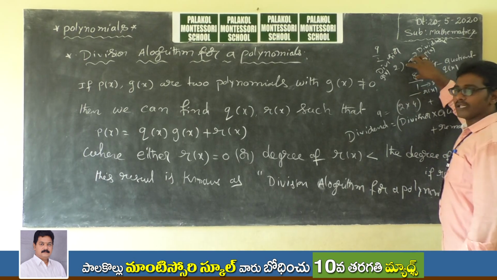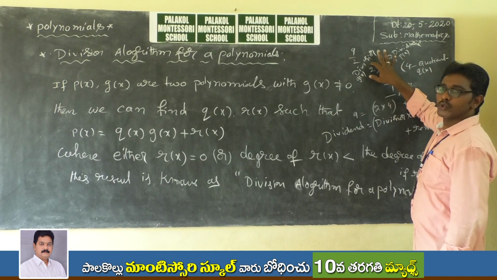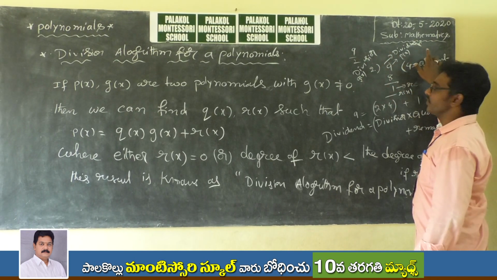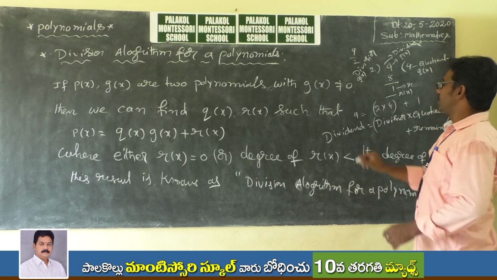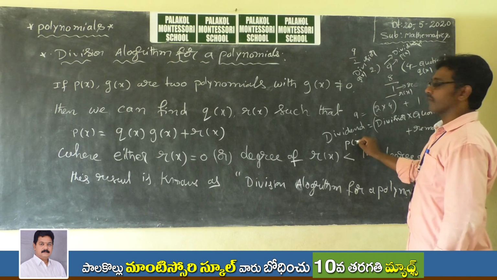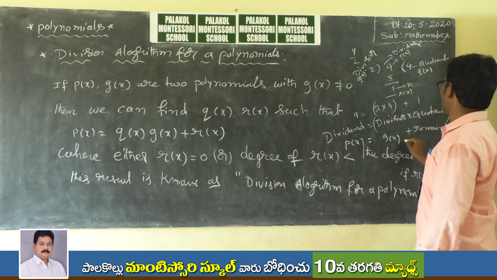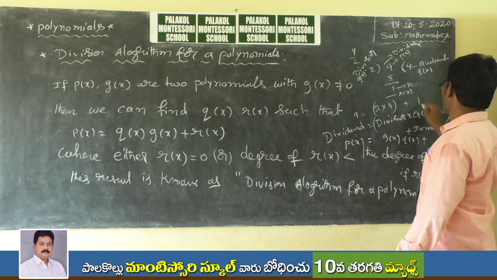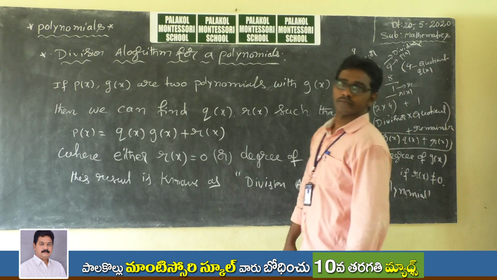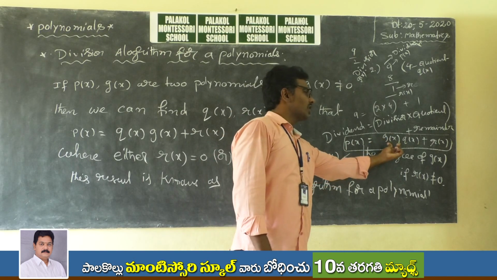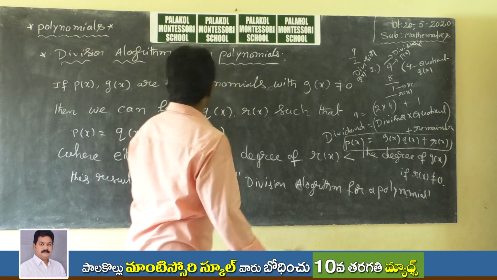So let's convert this 9 into the polynomial p of x. This 2, the divisor, is taken as g of x, the quotient you take as q of x, the remainder you take as r of x. You write here the dividend, p of x, the divisor g of x, the quotient q of x, plus the remainder r of x. You get the division algorithm definition. So p of x is equal to g of x into q of x plus r of x. I give one example of this.